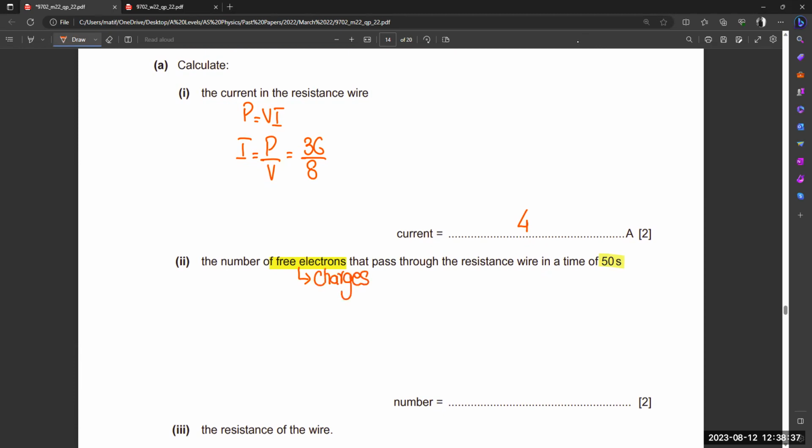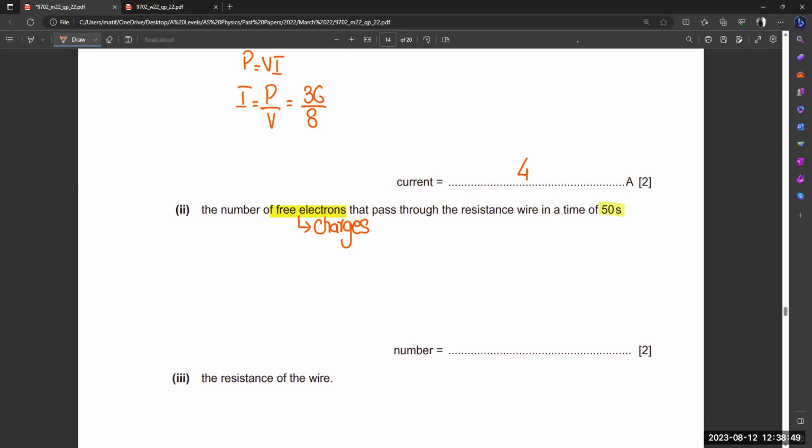Any idea how to find this one? Using I equals Q over T. So they gave us T as 50 seconds, Q we're going to find out, and I is 4. So 4 equals Q over 50. Then we're going to do 50 multiplied by 4. You're going to get 200.